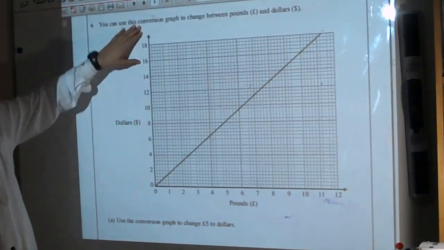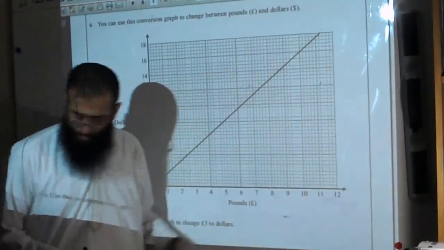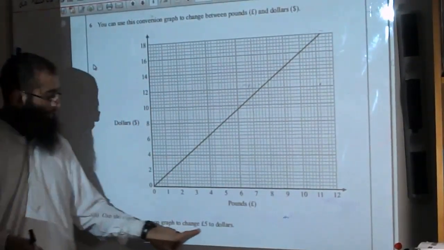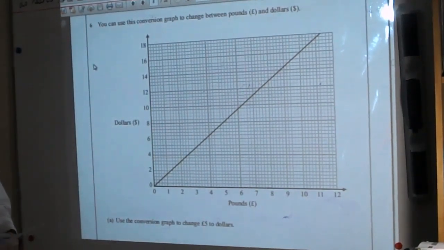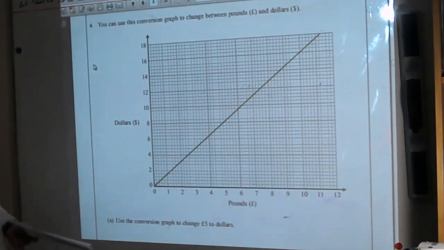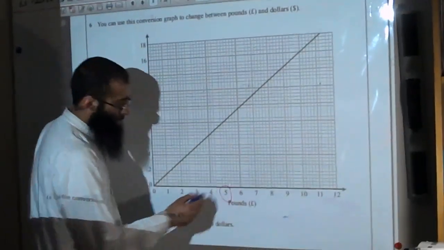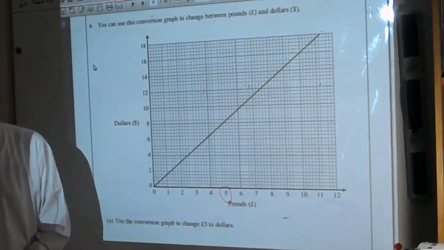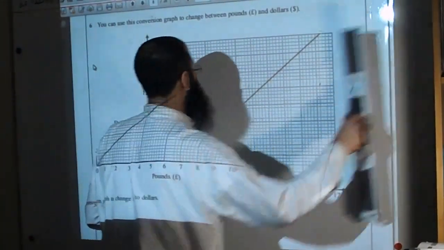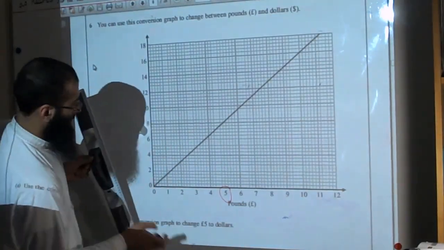So here's the dollars along here and here's the pounds along here. Okay, use the conversion graph to change £5 to dollars. So let's have a look. Where is £5? £5 is here. So what we need to do, we need to go from £5 straight up.